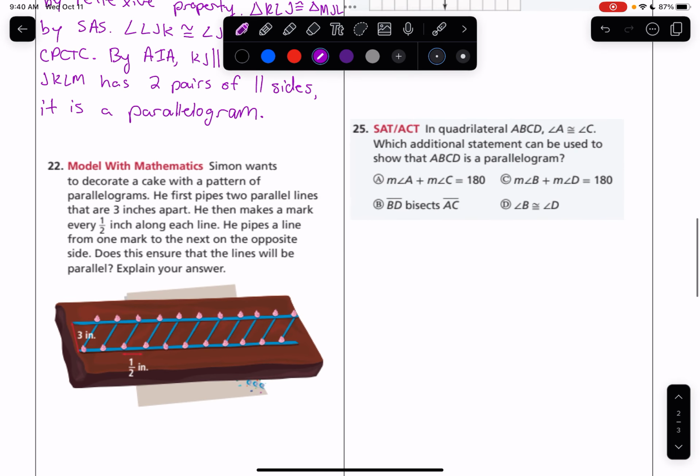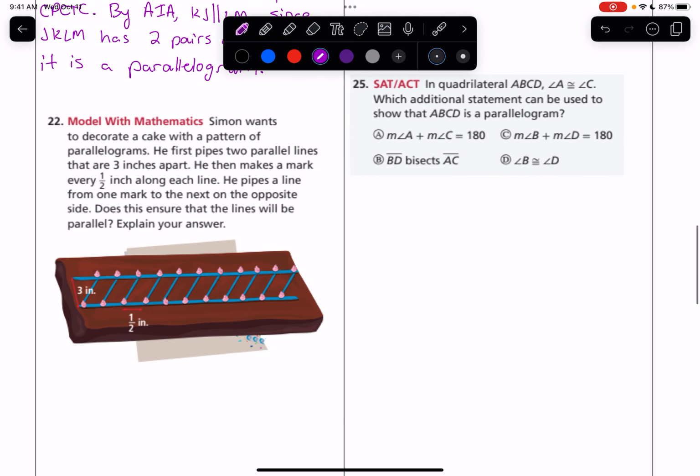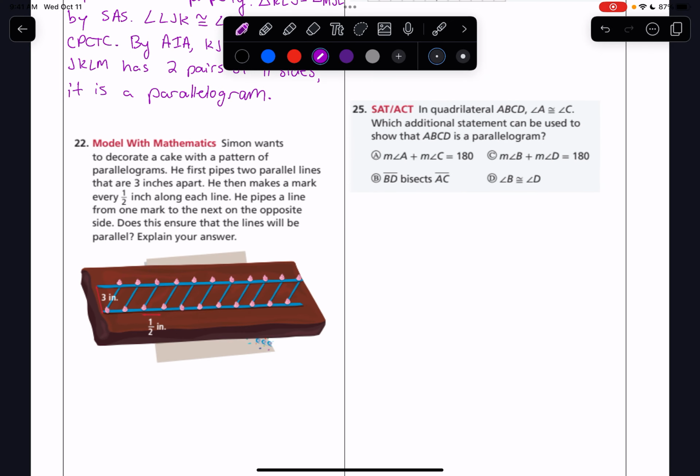Number 22, Simon wants to decorate a cake with a pattern of parallelograms. We don't know why, but all right, go off, Simon. He first pipes two parallel lines that are 3 inches apart. He then makes a mark every ½ inch along each line. He pipes the line from one mark to the next on the opposite side. Does this ensure that the lines will be parallel? Explain your answers.